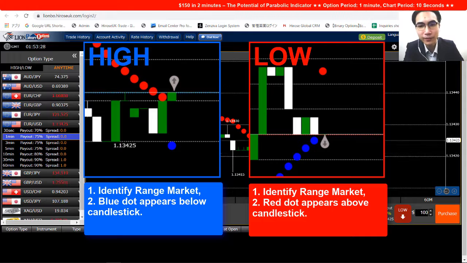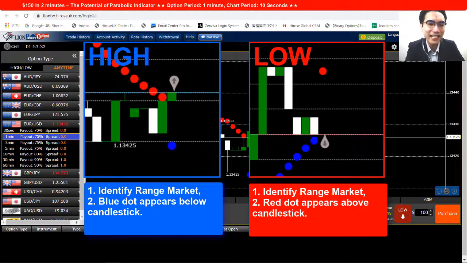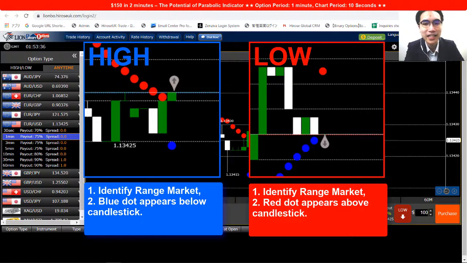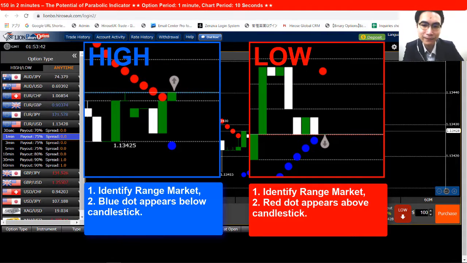On the other hand, the timing for you to open a low is, well, first again you need to make sure that the market is in a range market, and then if a red dot appears on top of the candlestick, we will open a low position.